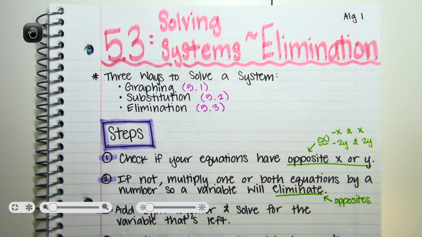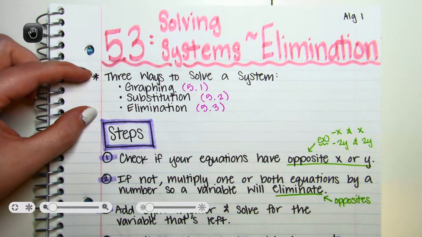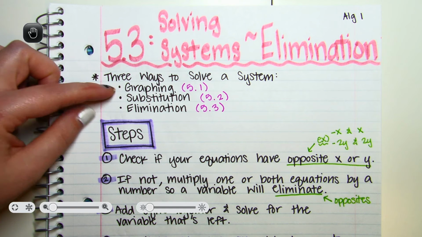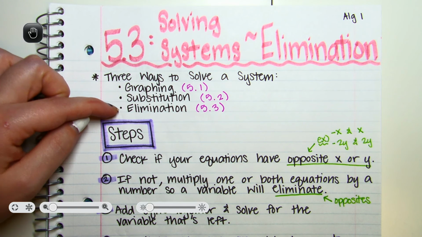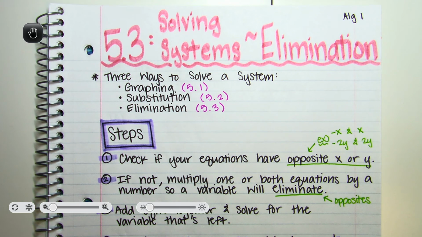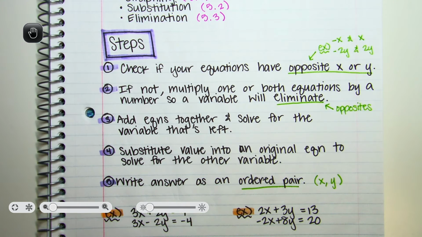Hi everyone, so today we're going to be doing notes on section 5.3, which is solving systems using elimination. We have talked about the other two ways of solving a system already, graphing, which was section 5.1, and substitution, which was 5.2. Today we're talking about the last one, elimination. So go ahead and pause this real quick to write down the steps, and then I'll go over it with you.